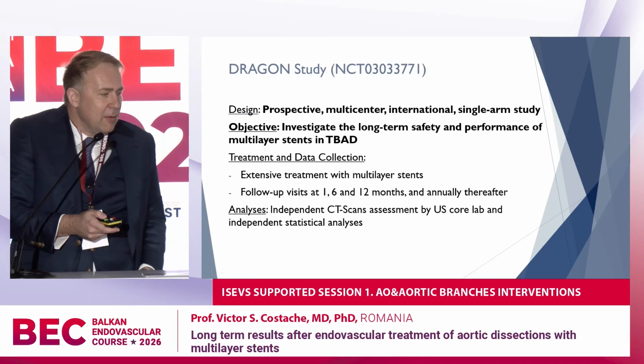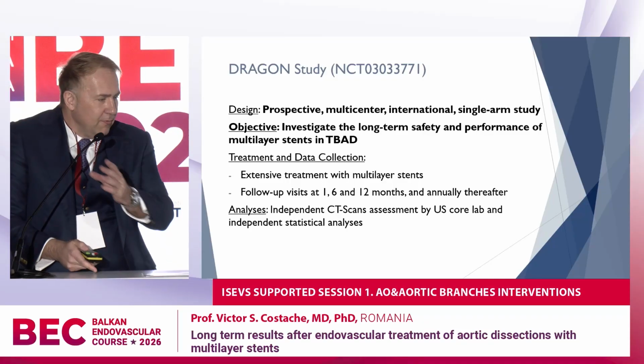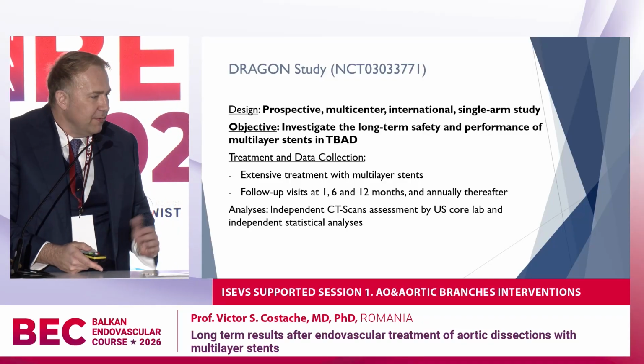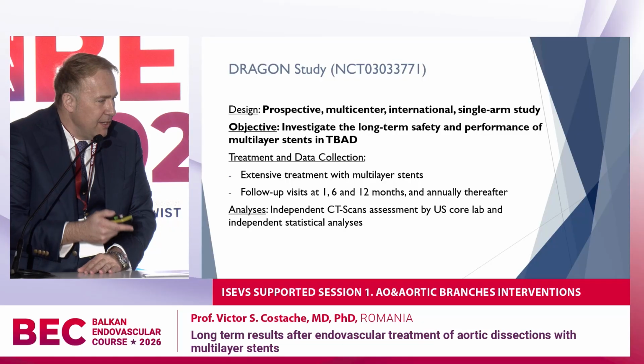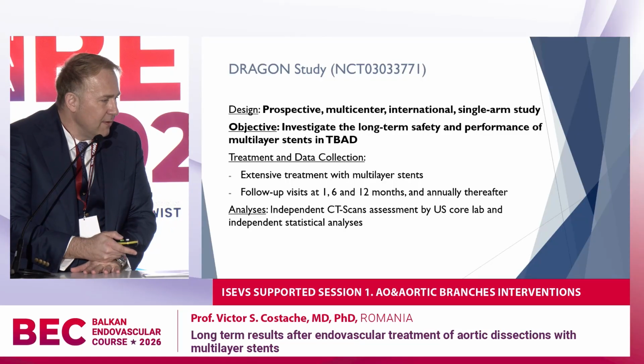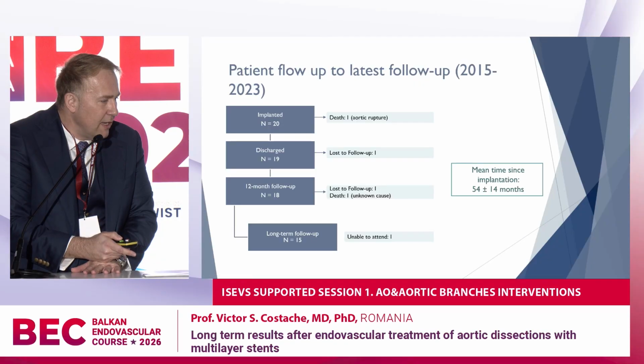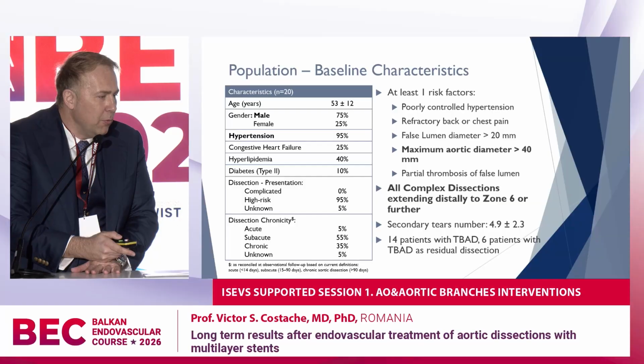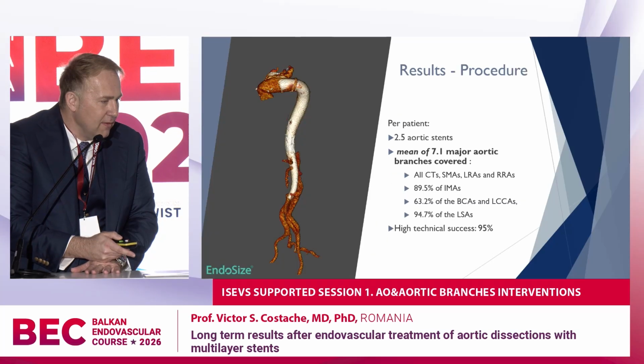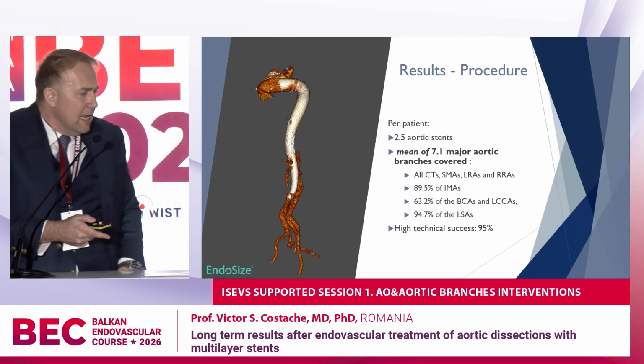So what about type B aortic dissection? I moved to type B for the sake of time. The majority of patients were included, my patients and Ivo Petrov's patients, in the Dragon study, which was a prospective multicentric international trial. We have treated 20 patients of type B aortic dissection, and we have recently reviewed those patients. So this is the population baseline with the majority of patients being male hypertensive, and these are our results.